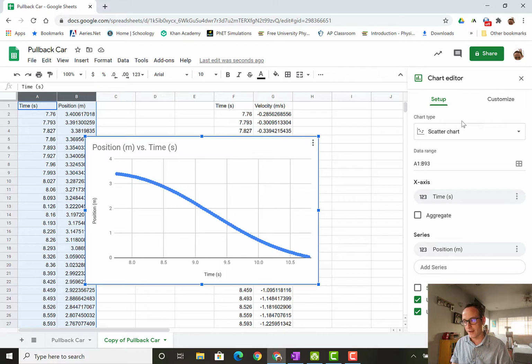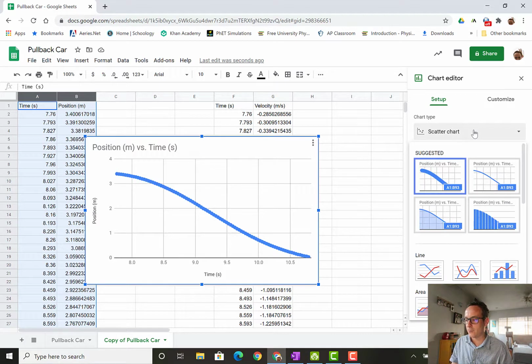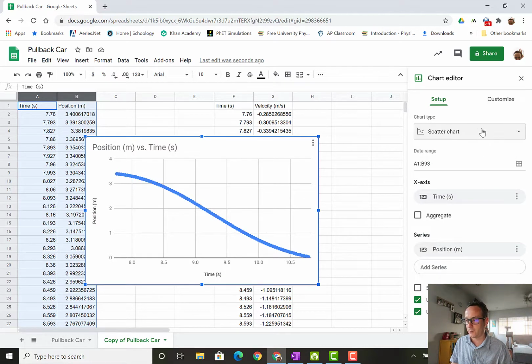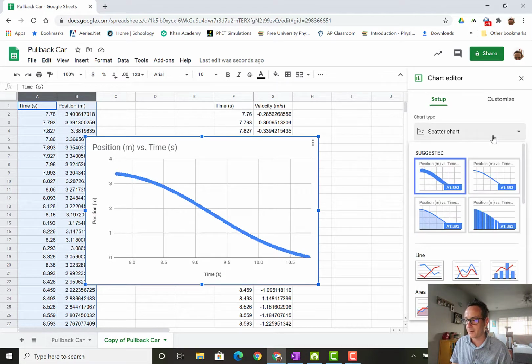This is called a scatter chart. Hopefully you get that. If not, you can go down over here, and it says chart type. There we go, that's what I want right there. That position versus time. You don't want a line chart, you don't want a column chart, you don't want an area chart. You want a scatter chart, because I got all those data points there.